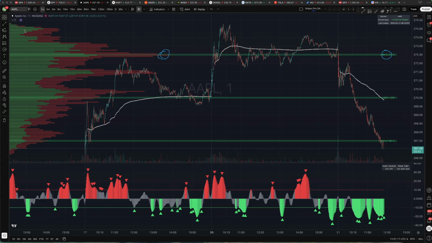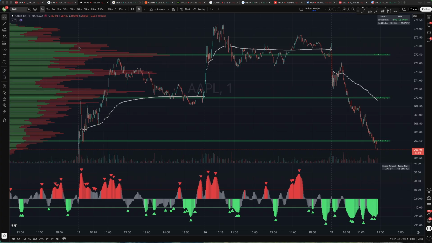The volume profile is these red and green lines on the left side of the chart. Volume profile shows volume at price. So down here you have a regular volume chart, which is volume by time. And then volume by price shows you key levels where buyers are at.